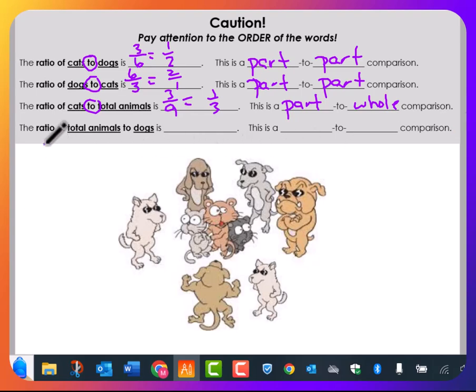And then the last one is the ratio of total animals to dogs. So again, there are 9 total animals. There are 6 dogs. Simplify, divide by 3, and we get a 3 to 2 ratio. This is a whole to part comparison, because the first part is the total animals, all of the animals, the whole group of animals. And then the second is the number of dogs. That is the part, just the dog part.